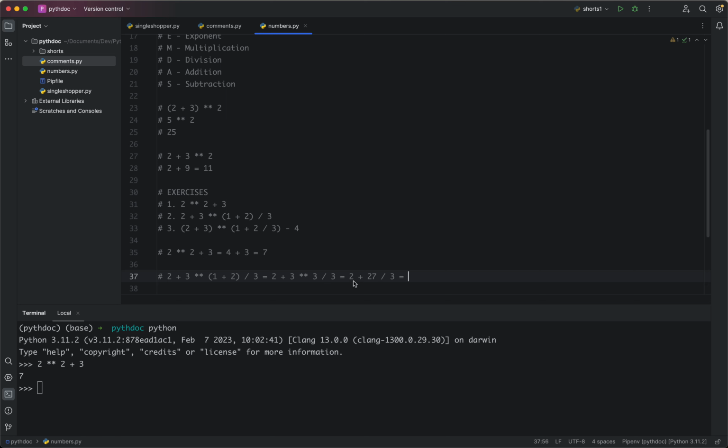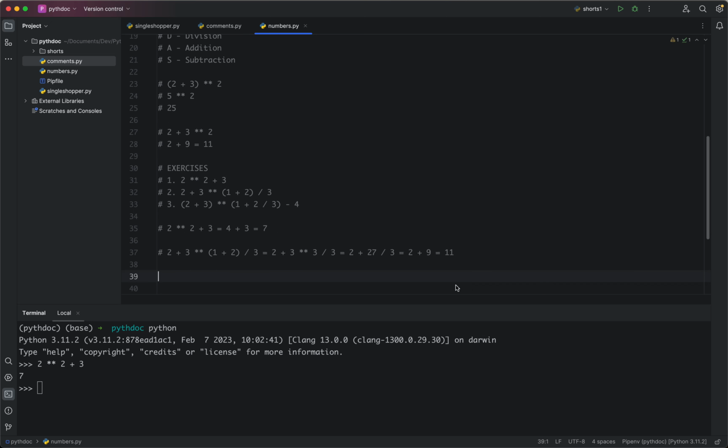And we move again. Let's see, what do we have? Multiplication. Do we have any multiplication? No. Do we have any division? Yes, we do. So we have 2 plus 27 divided by 3, which would give us 9, and 2 plus 9 would give us 11. And so the answer we expect to get from this is 11. Let's confirm here using Python. So 2 plus 3 raised to power 1 plus 2, divided by 3. Let's see what we have.